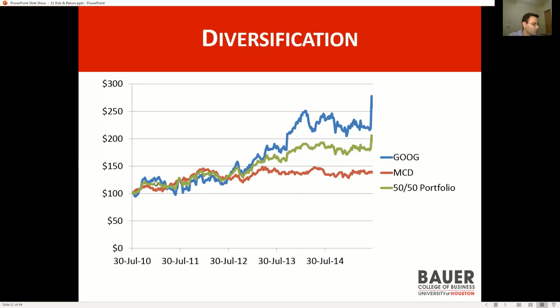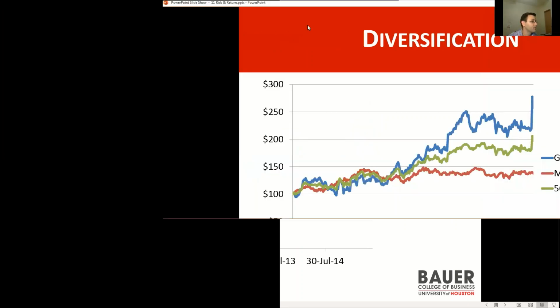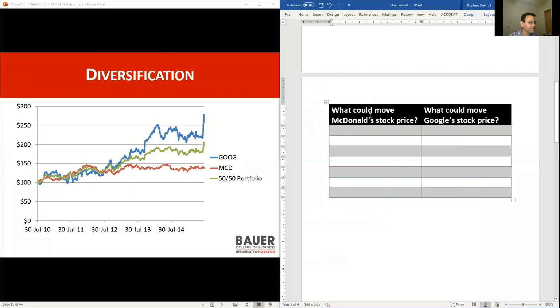You see lots of different wiggles, right? Lots of different things are moving Google, lots of different things are moving McDonald's. So let's focus on those wiggles a bit and think about the things that can move both prices. Okay. So I have this table set up. Want to brainstorm, think about the things that can move McDonald's, compare that to what can move, say, Google.